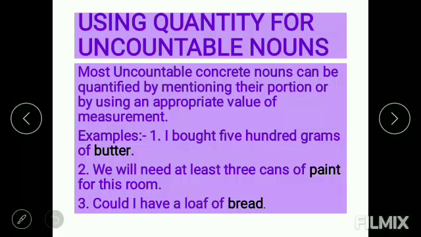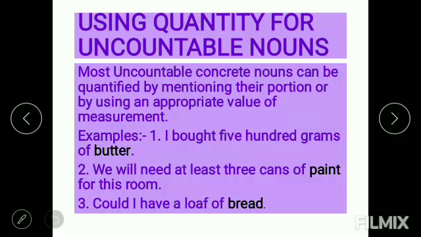Then, using quantity for uncountable nouns. Most uncountable concrete nouns can be quantified by mentioning their portion or by using an appropriate unit of measurement. So in example 1, you can see that I bought 500 grams of butter.